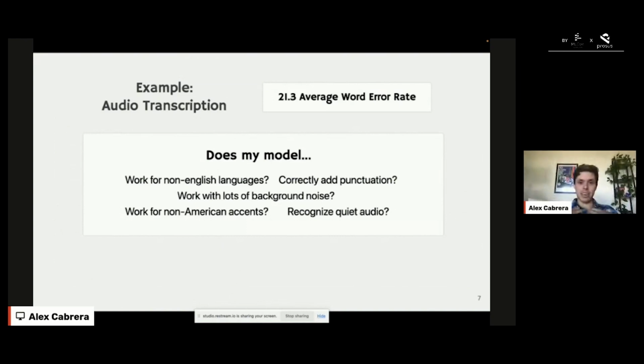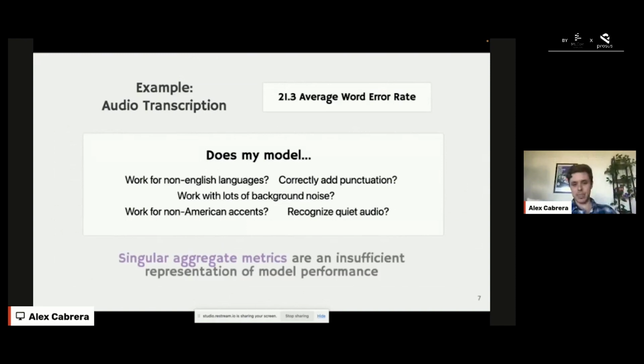And as a product designer or a product engineer, you have to decide, hey, this model is much better for English speakers, but doesn't work for other languages. But given the demographic of my users, maybe that's okay. You need this information to make informed choices. And the simple takeaway here is that these single aggregate metrics, even if it's generated by an LLM, even if it's a bunch of human feedback, are just insufficient.